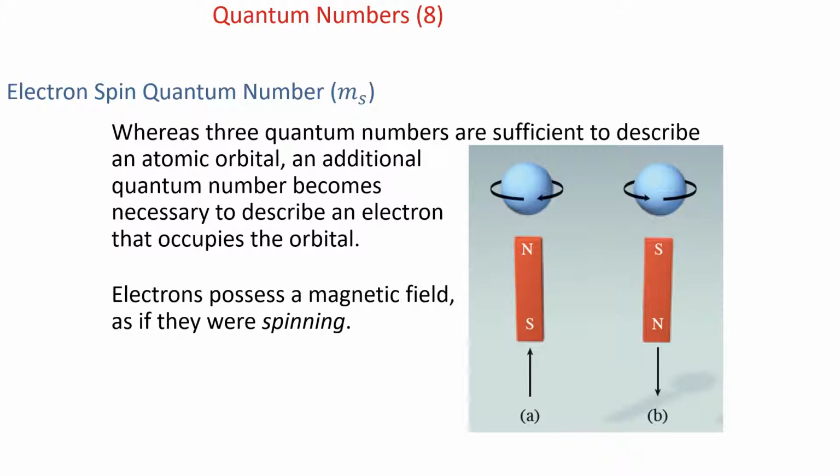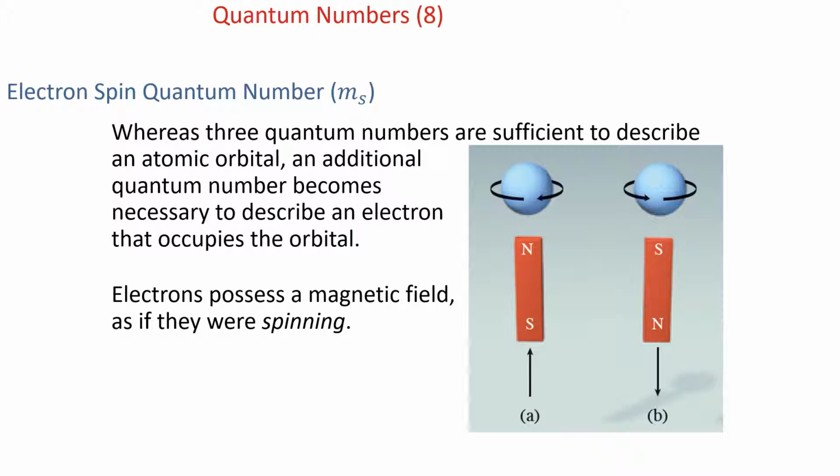Now, the electron spin quantum number, M sub S, has to do with which way the electrons are spinning. Each orbital can occupy 2 electrons, and those electrons cannot spin in the same direction. It's like trying to get 2 of the same ends of a magnet to connect, and they won't. So we represent this numerically by saying either +1/2 or -1/2. The plus and the minus in chemistry often has to do with directionality.